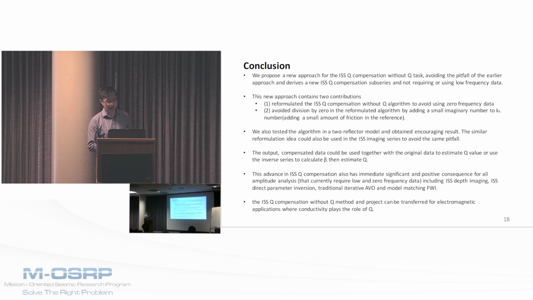This advance in ISS Q compensation also has an immediate and significant possible consequence for all amplitude analysis, including ISS depth imaging, ISS direct parameter inversion, and the traditional iterative AVO and model matching FWI. The ISS Q compensation without Q method can also be transferred to electromagnetic applications where conductivity plays the role of Q. Thank you.